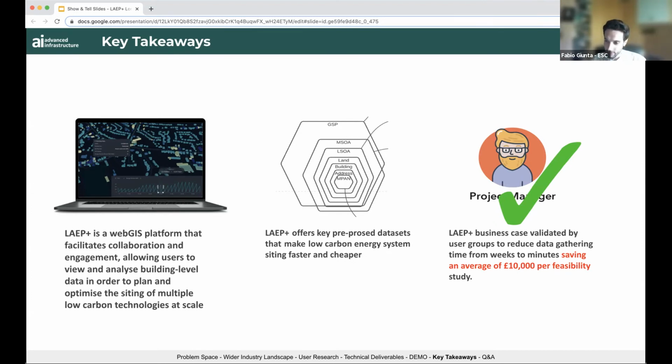We have some questions in the chat. The first one is, we'll modify this a little bit, what are the commercial opportunities that you have identified for this platform? I'm happy to take that one. For each of the user groups identified, we have beta customers who want to trial this service in phase 2.